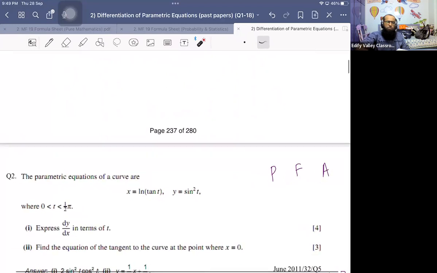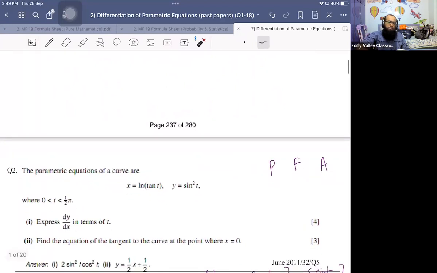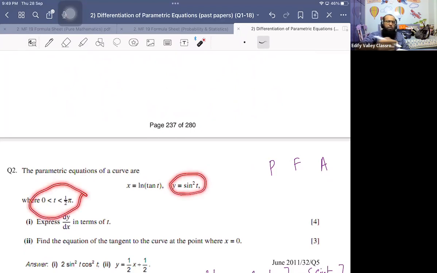Moving on towards the second question. The parametric equations of a curve are x equals ln tan t and y equals sine square t, and t lies between 0 and pi by 2. Because over here a trigonometric function is involved, we have been given the domain that t lies between 0 and pi by 2. Now part number 1 says express dy by dx in terms of t. We have to express dy by dx in terms of t.